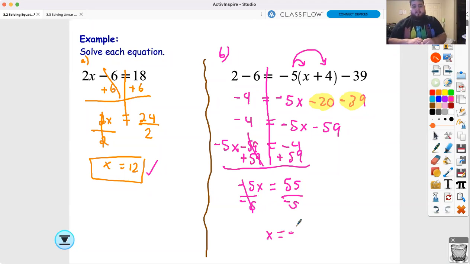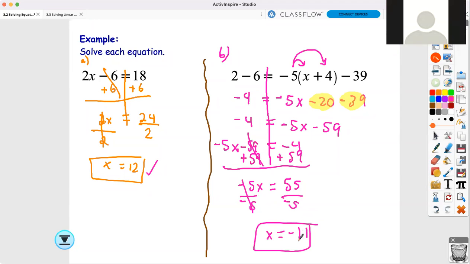So x gives us -11. I got 11. 11 or -11? Negative. Good. Okay, just making sure, sir. All right, and then plug it in your head here. -11 plus 4 is -7. -7 times -5 is positive 35. 35 minus 39 is -4, which is the left side, and we're good.